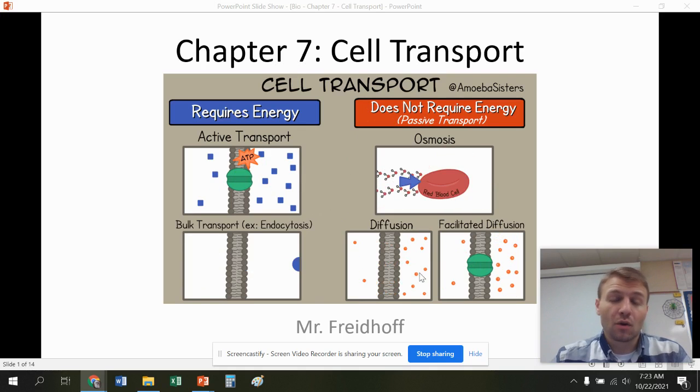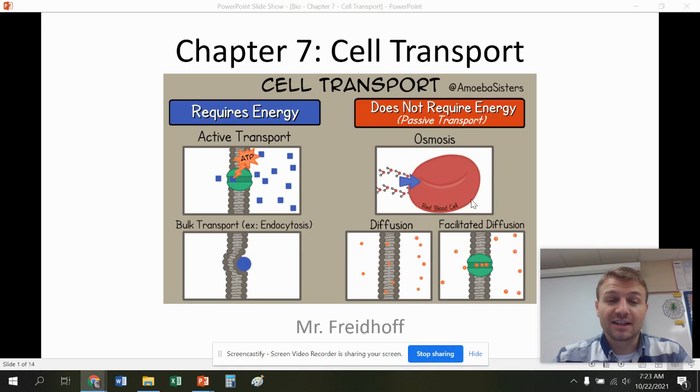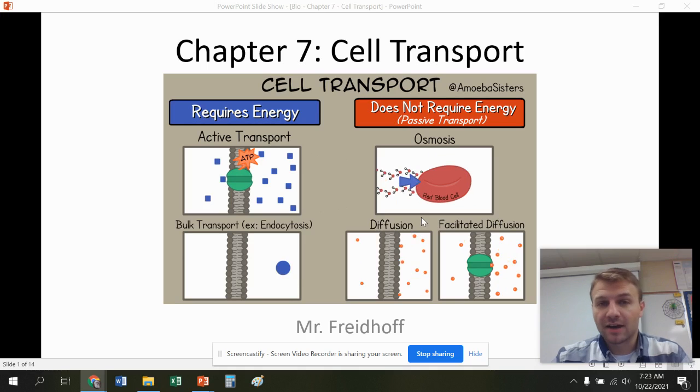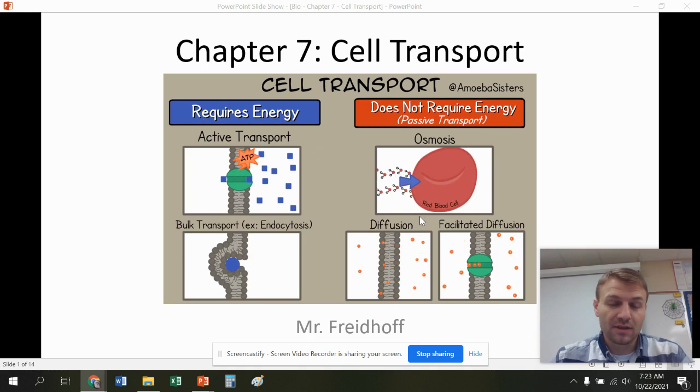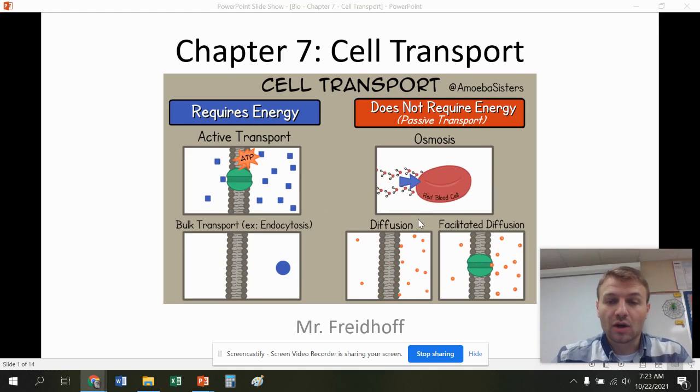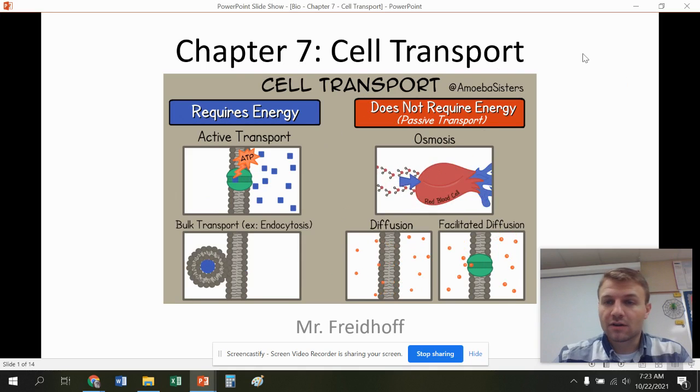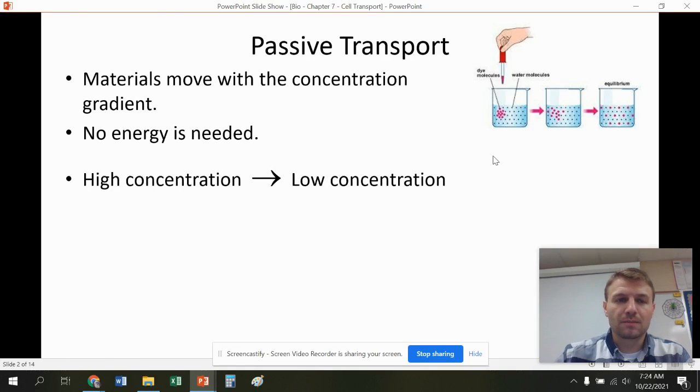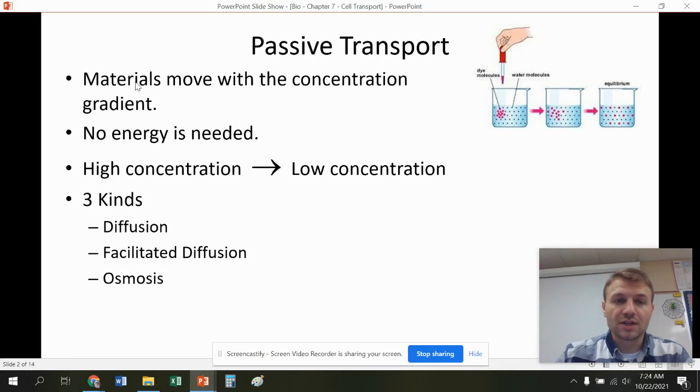In this part of the chapter, we're going to be looking at how things get into and out of the cell, and how that affects the size of the cell, or just how the mechanics of the cell go on inside. So without further ado, passive transport is the movement of materials into and out of the cell from areas of high concentration to low concentration. This is called moving with the concentration gradient, since we're going from high to low concentrations.